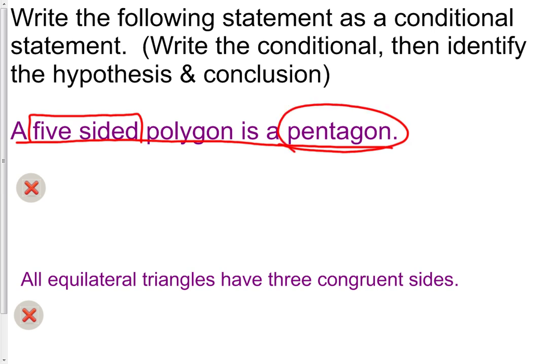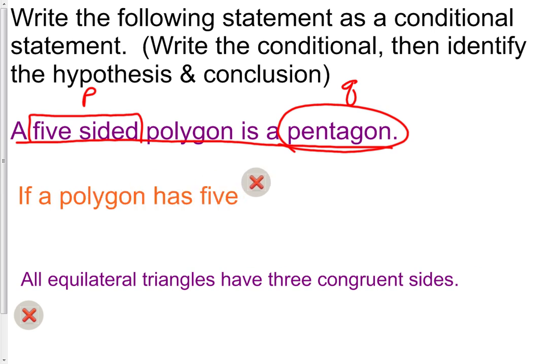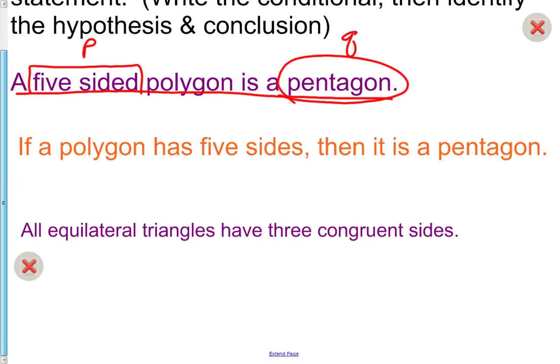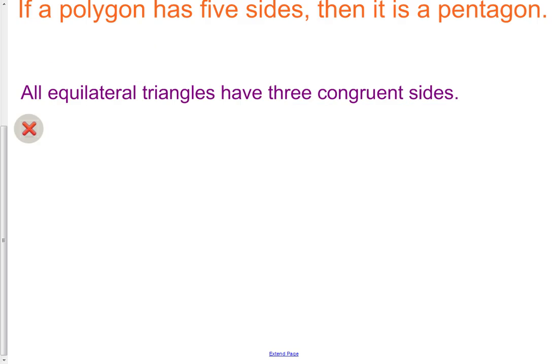So you're going to kind of almost read it in the same order, like this is kind of the P statement, and this is the Q statement. The P statement comes first, the Q statement comes second. So every conditional statement starts with if: if a polygon has 5 sides, comma, then it is a pentagon. Why don't you guys try this part on your own and see what you could come up with for an if-then statement, a conditional statement. Pause the video, please, and try that on your own.